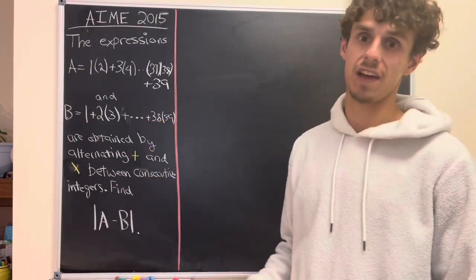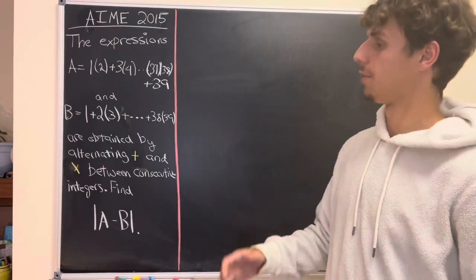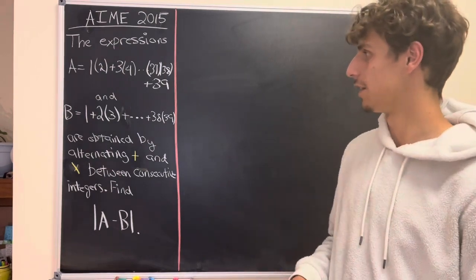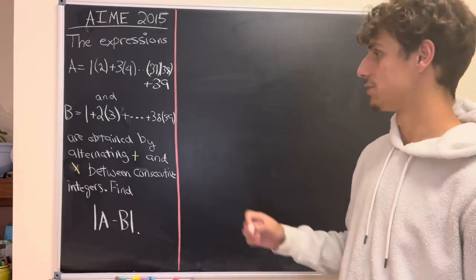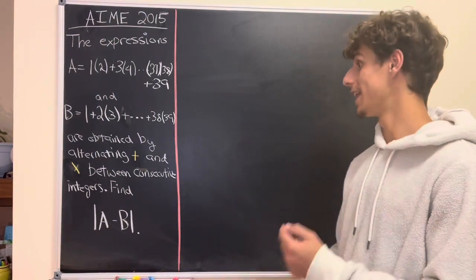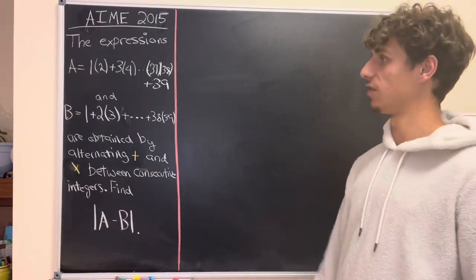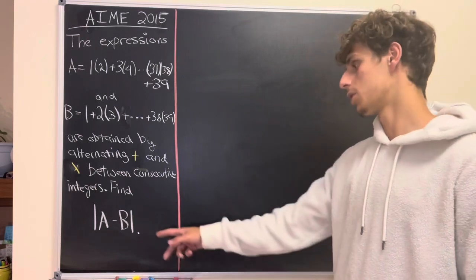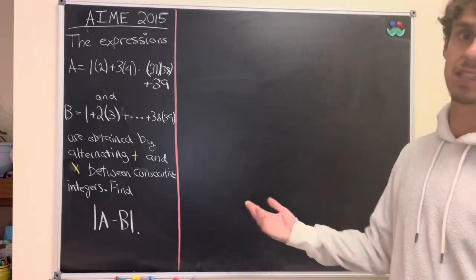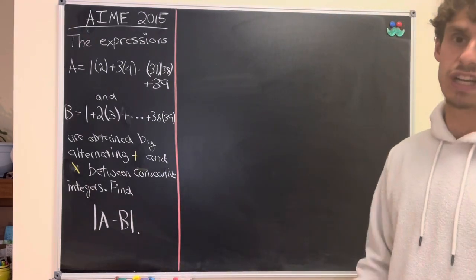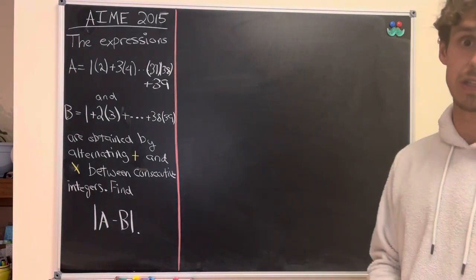And B, which we'll define as 1 plus 2 times 3 plus 4 times 5 plus 6 times 7, all the way up to 38 times 39, are obtained by alternating addition and multiplication between consecutive integers, like I've outlined here. And we're tasked with finding the positive difference between A and B. So whichever one's larger, we just want to find the difference between the two.